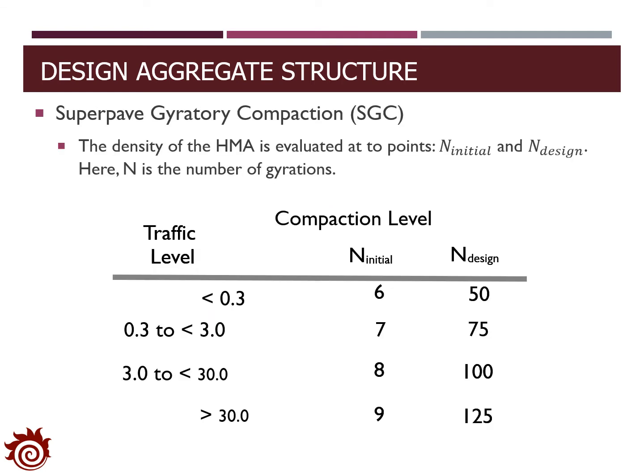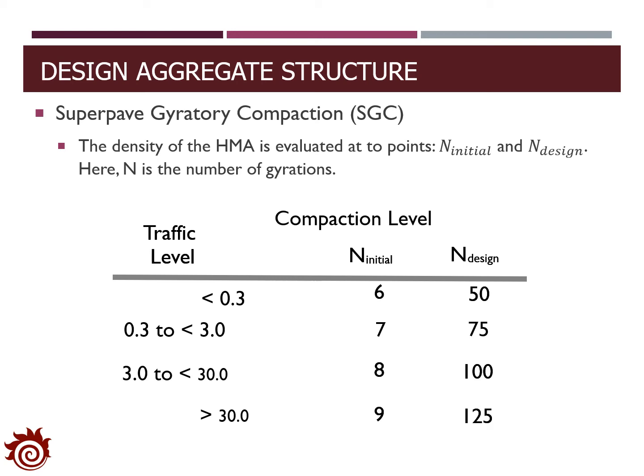In the SGC test, the density of the specimen is usually evaluated at 2 points, N initial and N design. Here, N initial is the initial number of the gyrations, which is applied to reproduce the compactability during the construction of the pavement. And N design is the design number of the gyrations, which is applied to reproduce the desired traffic load. The table here summarizes the values of N initial and N design under different traffic levels.